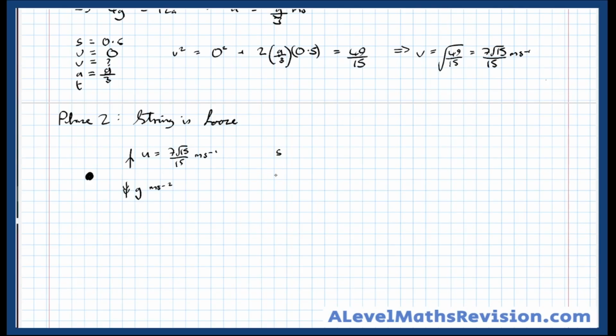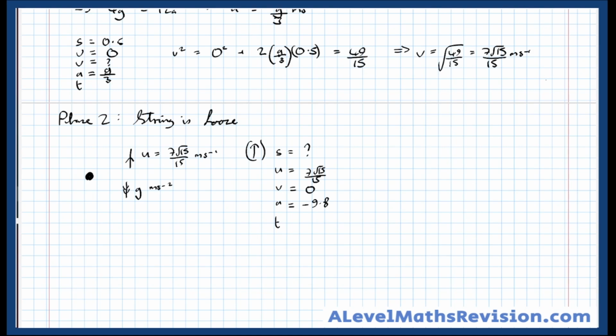So we can do a SUVAT equation for that. S-U-V-A-T. So S, we know U upwards. If I put my upwards direction as positive, U is 7 root 15 over 15. When it reaches its maximum height, its velocity is 0, and its acceleration, because upward is positive, is minus 9.8, because actually we know that acceleration is downward. And what we're wanting to find here is displacement.